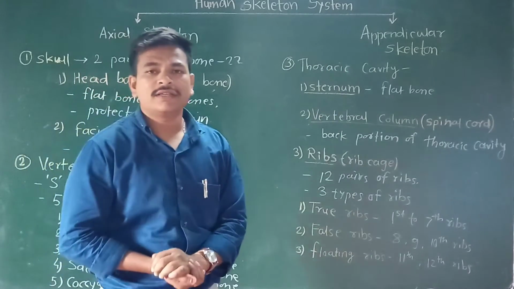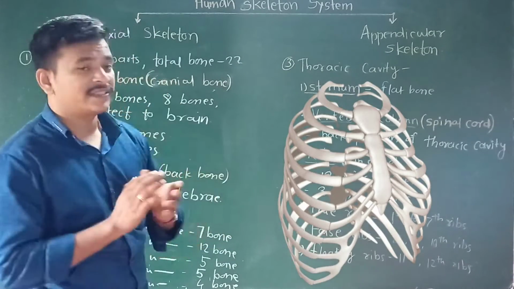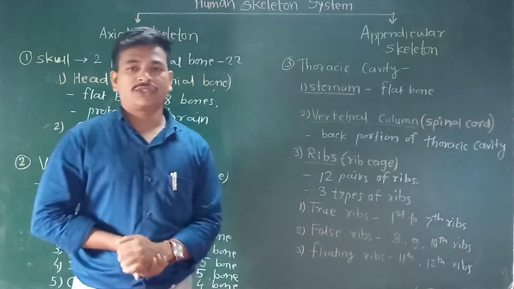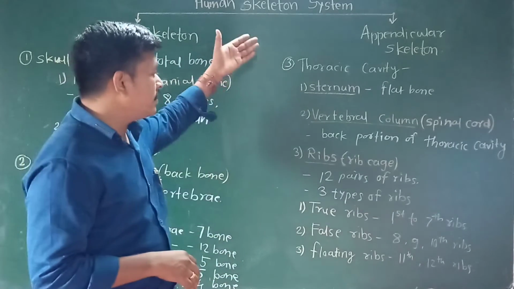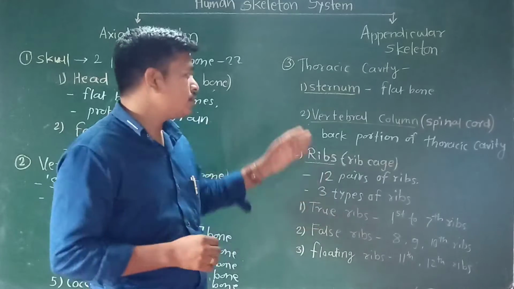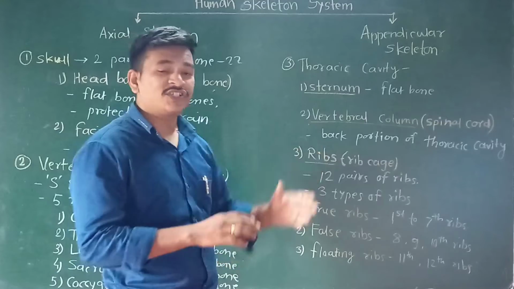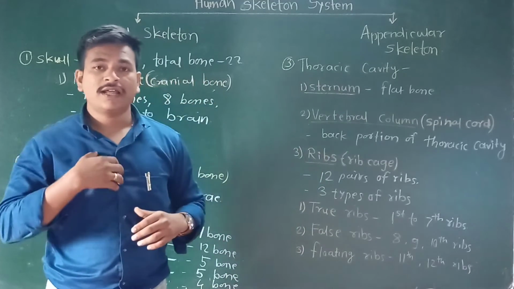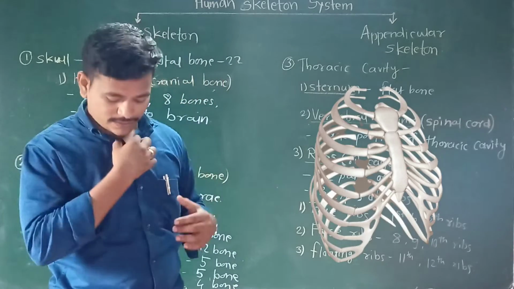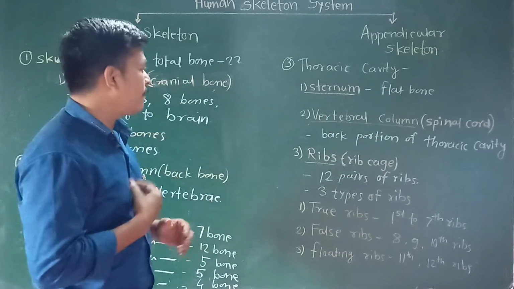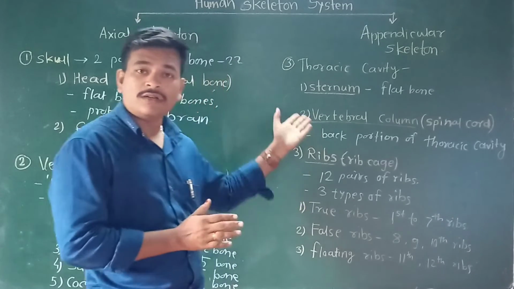And last is the thoracic cavity. The thoracic cavity is an important region of the axial skeleton. There are different types of bones in the thoracic cavity, and the main bones are shown in the diagram on the blackboard. First is the sternum. The sternum is a totally flat bone present in the front of the thoracic cavity. The ribs are connected to the sternum.